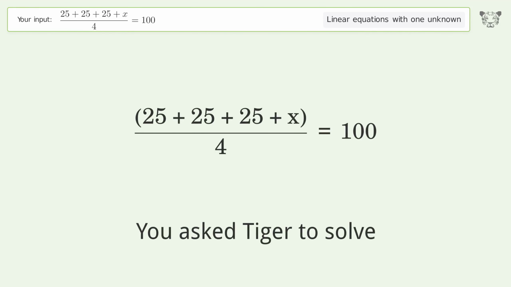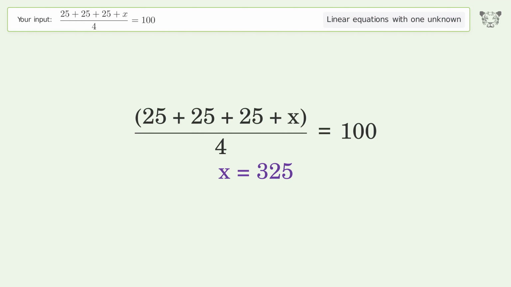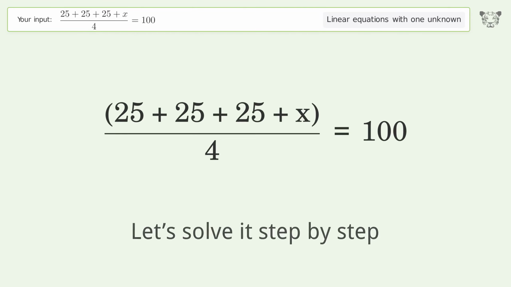You ask Tiger to solve. This deals with linear equations with one unknown. The final result is x equals 325. Let's solve it step by step.